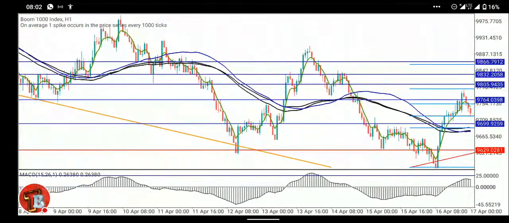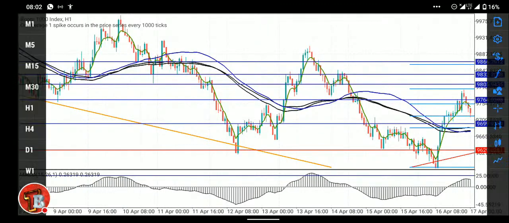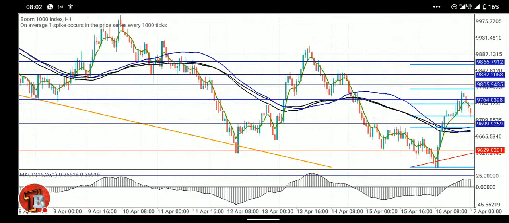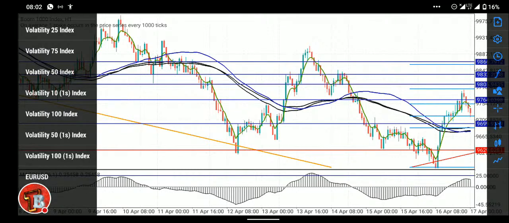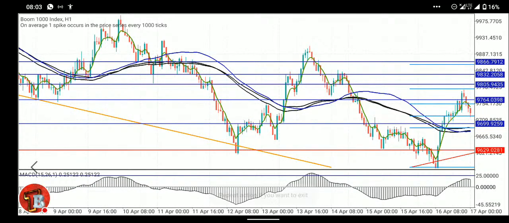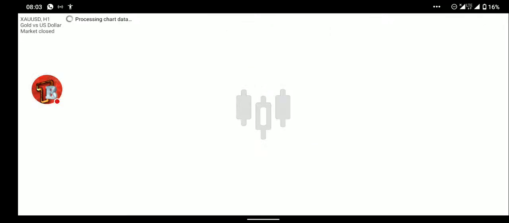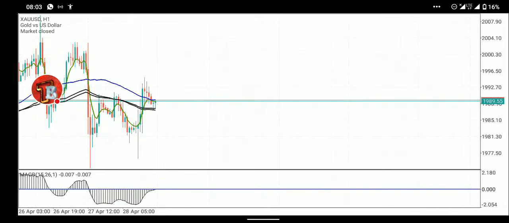This is a very important strategy. You can as well use it for your VIX, your Euro USD. Let's look at Euro USD. Please don't mind me, I'm trying to click this. Okay, let's look at gold. I don't know what's happening to my Euro USD chart.